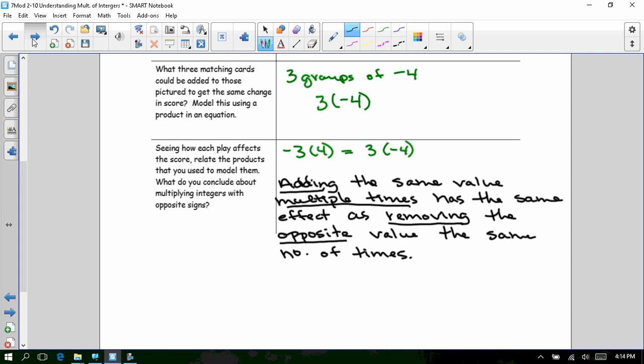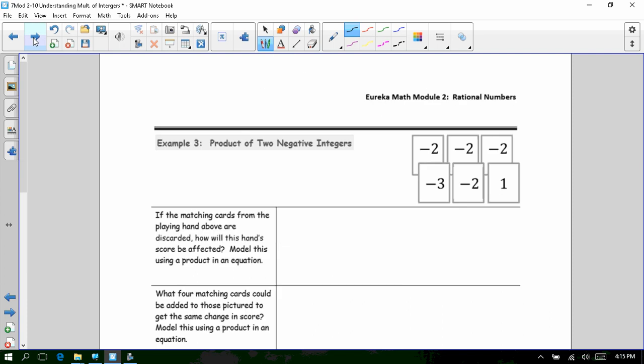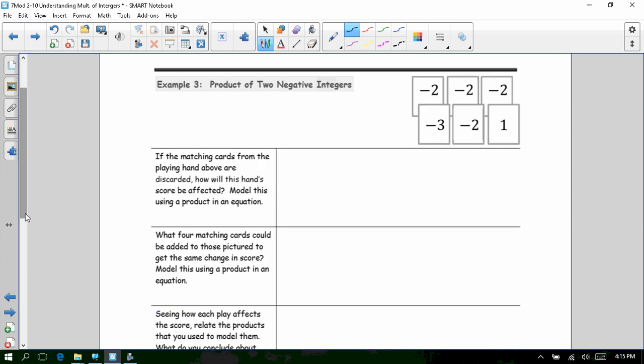Top of page 66. We're almost done. Still taking notes here. Look at these cards. This is the hand that you have. -2, -2, -2, -3, -2, and a 1. So if we're playing the integer game, how many points do you have there? How much is this worth? I got -10. Did you guys get -10? I got -10. I hope I did that right.